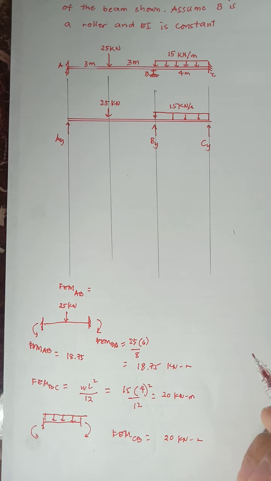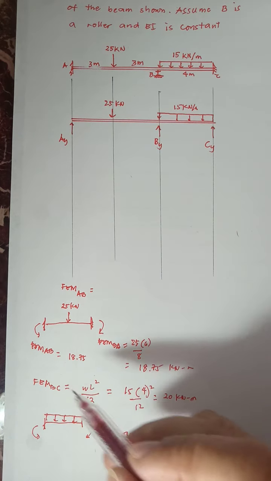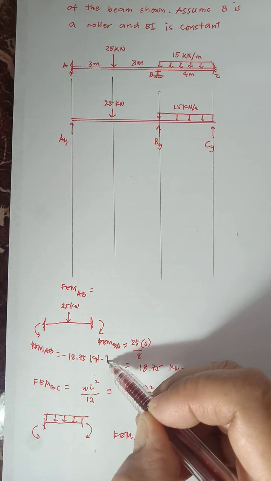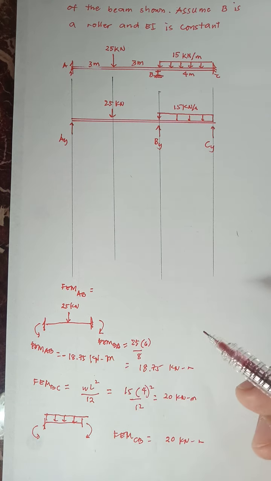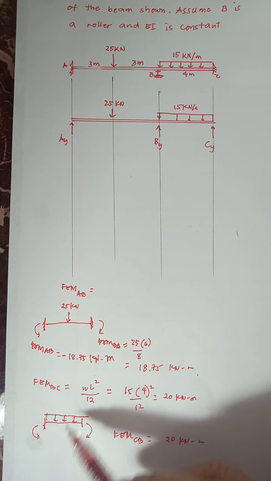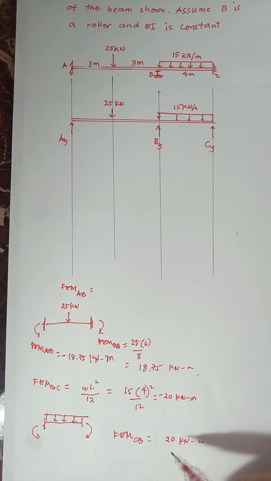But you have to take note of our sign convention, diba? So ingon man ta nga ang end rotation is clockwise if positive. So kani ang atong AB is counter man ni, so this will be negative, no? Negative 18.75 kilonewton meter. Nya ang FEM BA positive, ang FEM BC kare is negative. Nya ang FEM CB positive. Okay, so those are our fixed end moments.